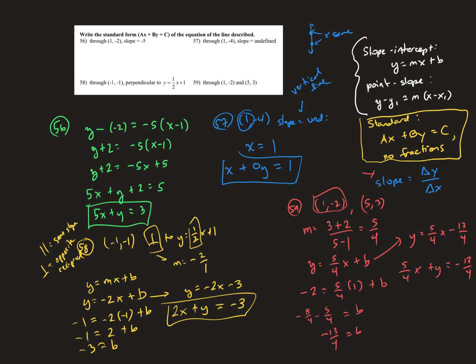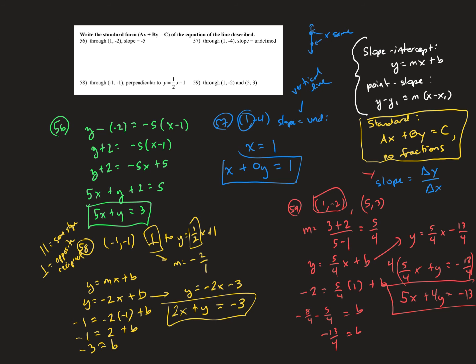So to get rid of that, because this is an equation, we're going to multiply both sides of the equation by the denominator of the fraction. Now, if we had different denominators, we would multiply both sides by the common denominator. But since the denominators are all the same, we can just multiply both sides by 4. 4 times 5/4 x would be 5x. 4 times y would be 4y. And then 4 times -13/4 would be -13. And that's standard form for number 59.